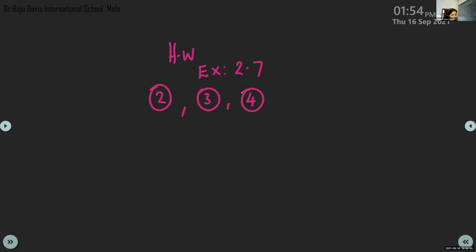Clear? Yes, ma'am. Ma'am, in multiplication, it is to the right side, and for division, to the left side. Yes, same thing. Okay. So if it is division, move the decimal places to the left. If it is multiplication, move the decimal places to the right.